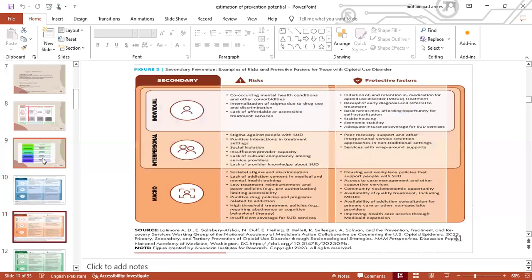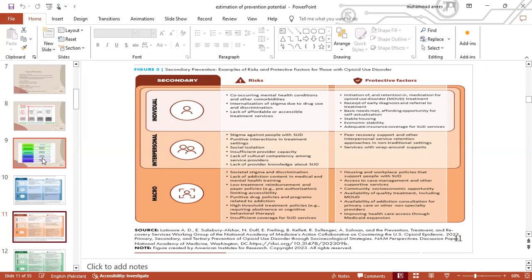Similarly, the secondary prevention examples of risk and protective factors for those with opioid use disorder. The risks at individual levels are co-occurring mental health conditions and other comorbidities, and internalization of stigma due to the drug use and discrimination. At interpersonal levels: stigma against people with SUD, social isolation, insufficient provider capacity. And at macro level: societal stigma and discrimination, lack of addiction content in medical and mental health training.